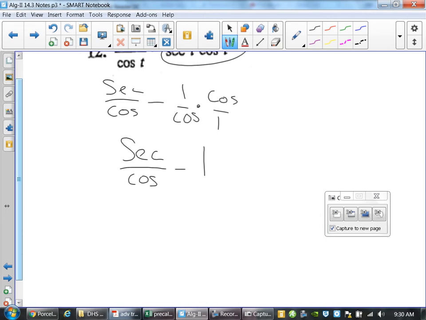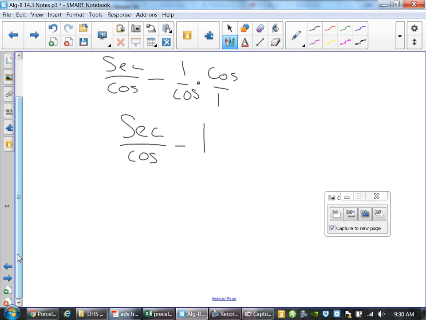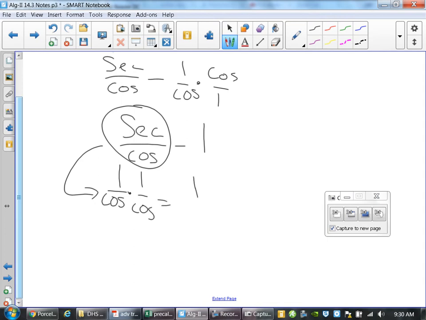Now I'm going to take this and rewrite secant in terms of cosine. In doing so, I get the following: 1 over cosine times 1 over cosine. I'm taking this fraction and turning it into that. Everybody okay with that? Therefore, I'm going to get 1 over cosine squared minus 1.